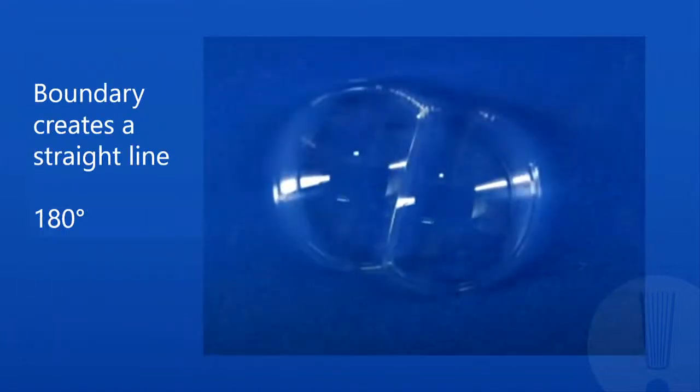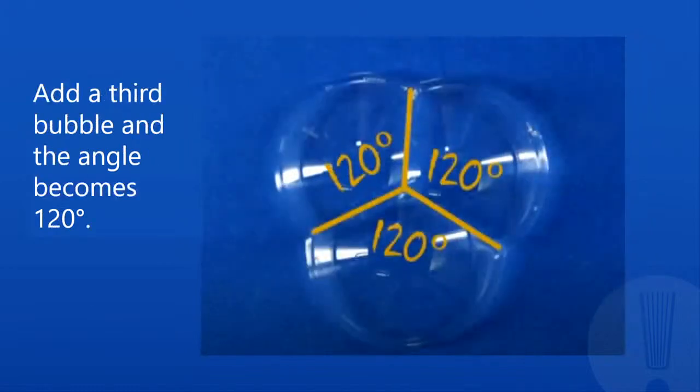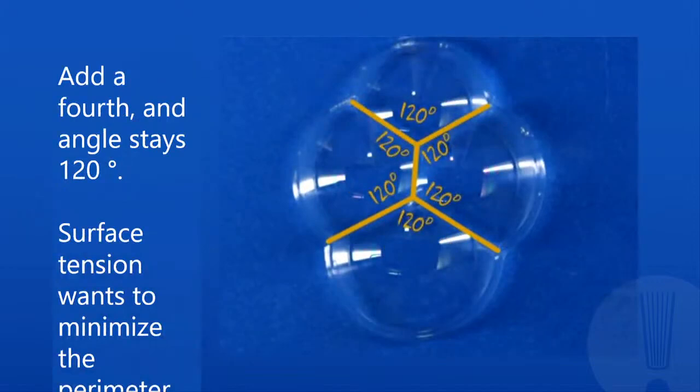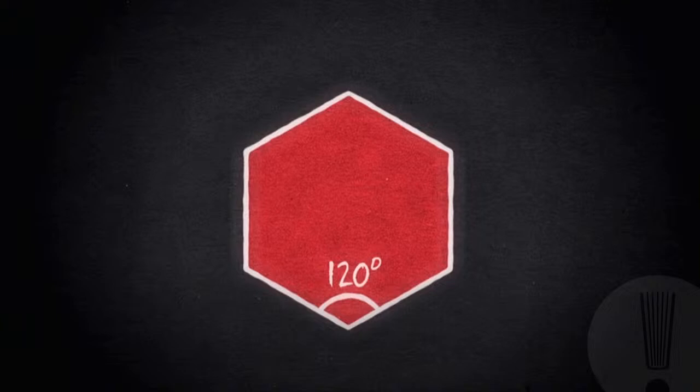But if we take a straw and we blow another bubble next to that one and they converge or press against each other, it creates that straight line boundary of 180 degrees. If we add a third one, we start to see the angle becomes 120. And that also stays true when we add a fourth. It remains 120. And the surface tension wants to minimize the perimeter. And so to help reduce the surface tension of the film that's creating the outer part of the bubble, by minimizing the perimeter, this 120 degrees turns out to be very effective. It's also the internal angle that you see in hexagons.